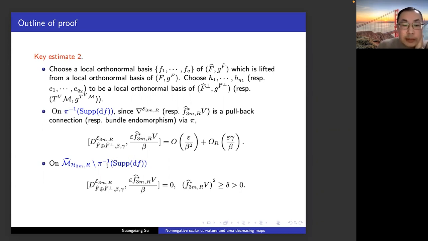And outside the support of dF, since F is constant, the bracket is equal to zero. And by the construction of the endomorphism V, we have this positive lower bound of the square.